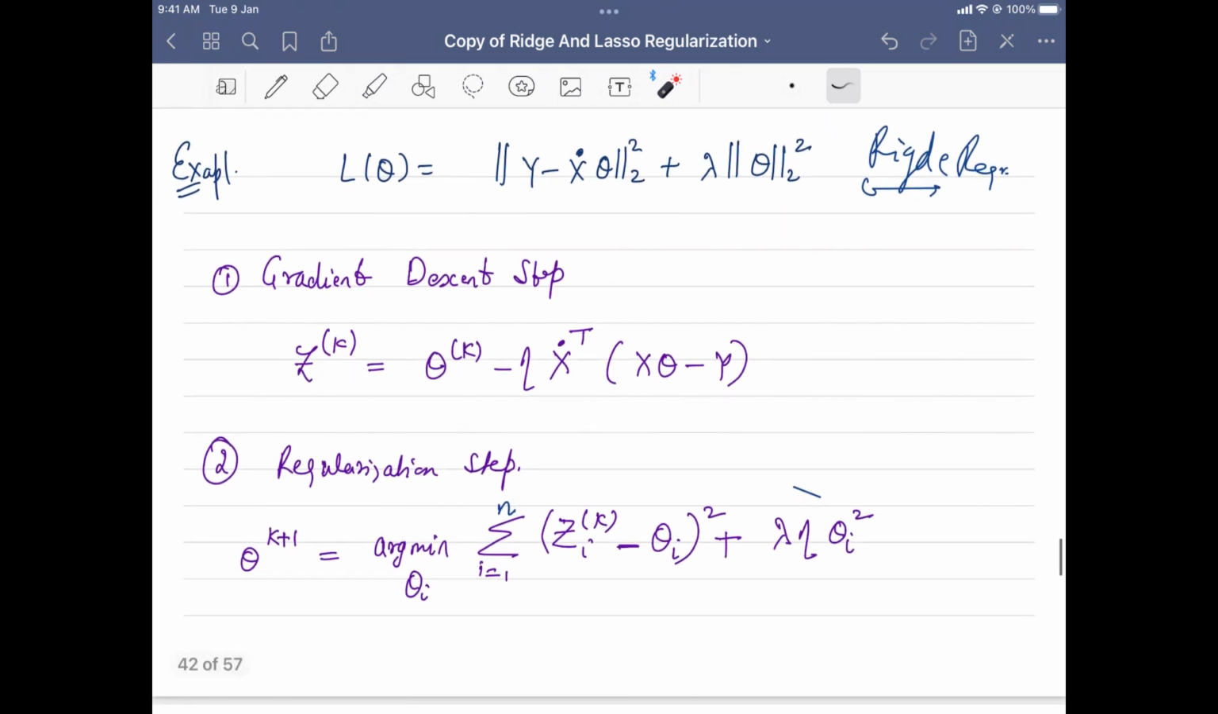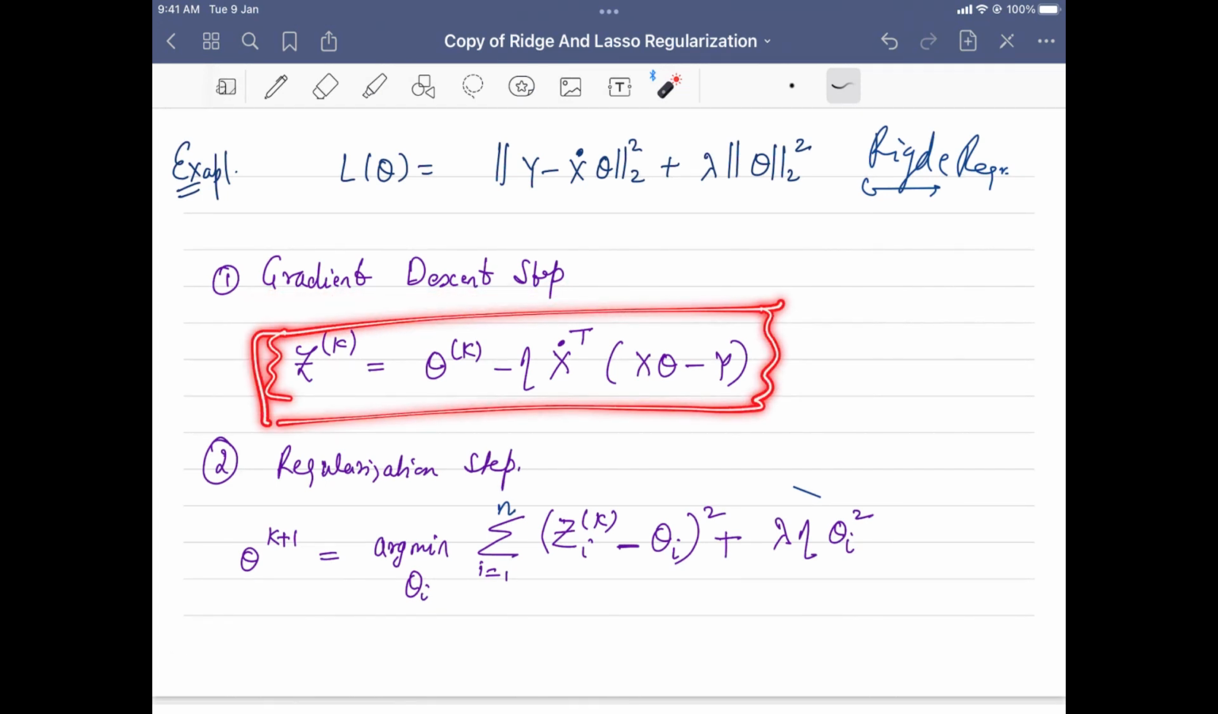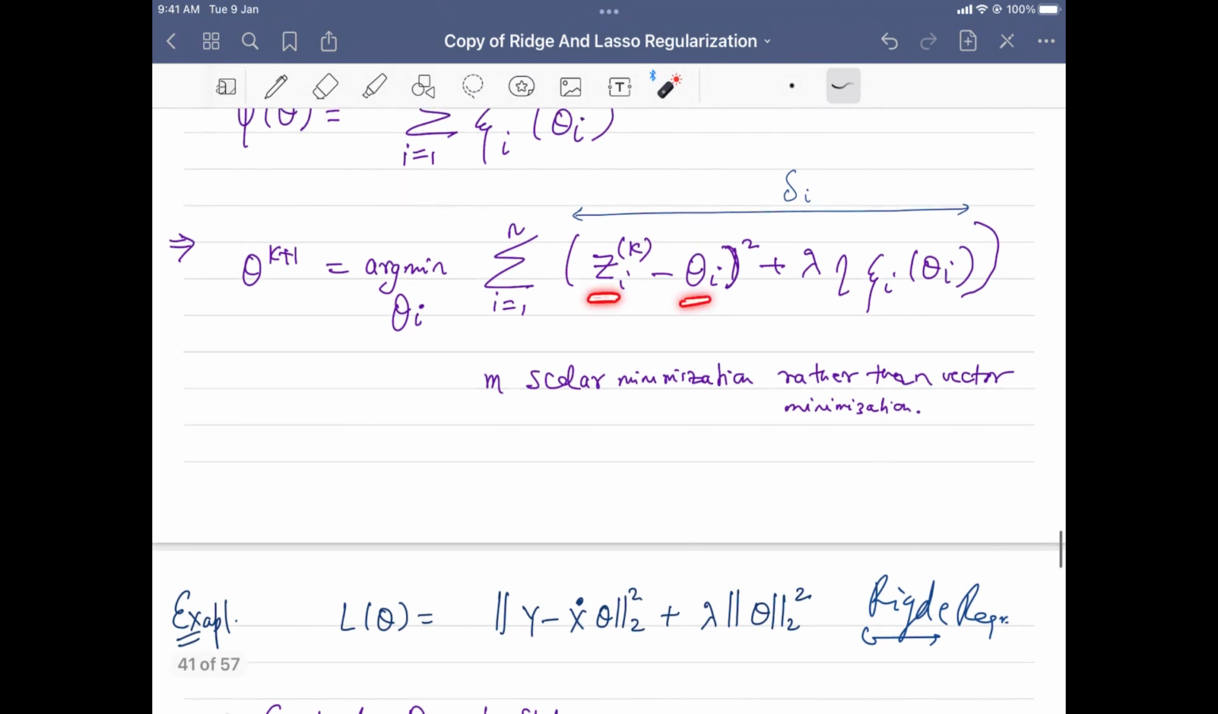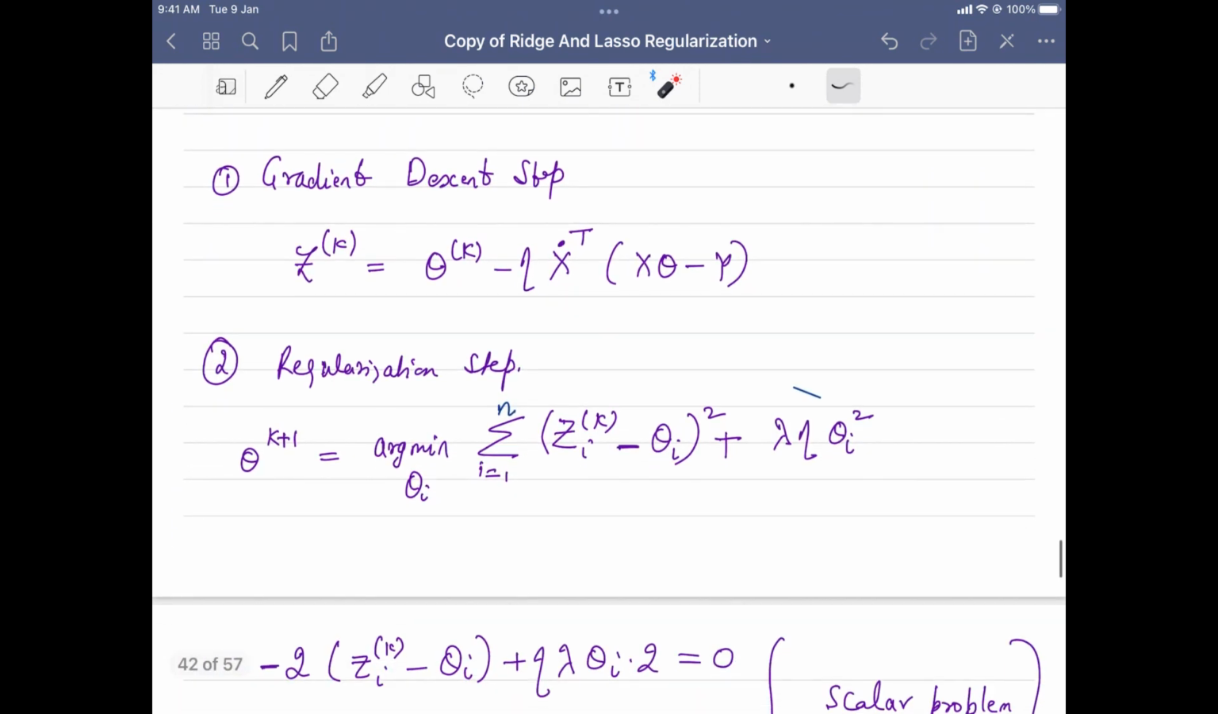So here you can see the first step is the gradient descent. So you can easily find out the zk for this particular expression. This is nothing but this one we already know. And then what we are doing now is writing theta k plus 1, which is a complete vector, a summation of i running from 1 to n, a vector of size n, because these are the features. So you are writing the individual components of this vector: zi minus theta i squared plus lambda times eta, and then zeta i is nothing but theta i squared.